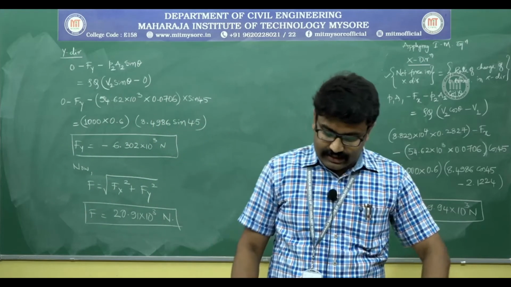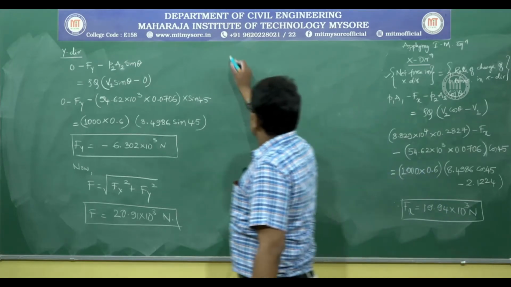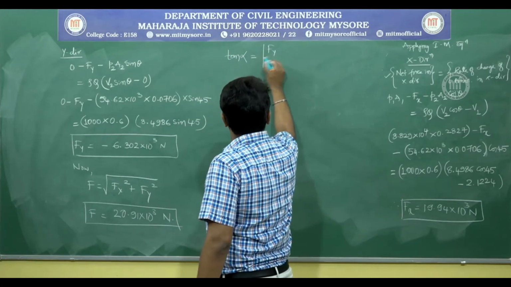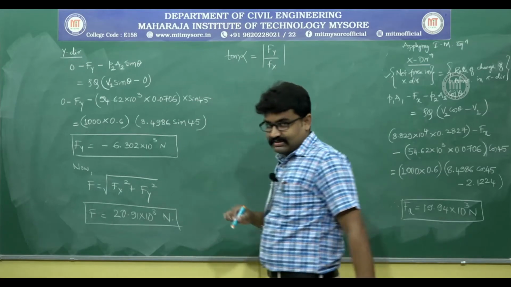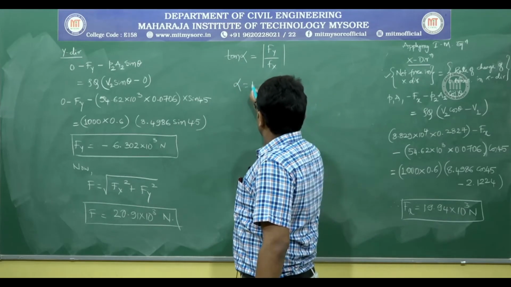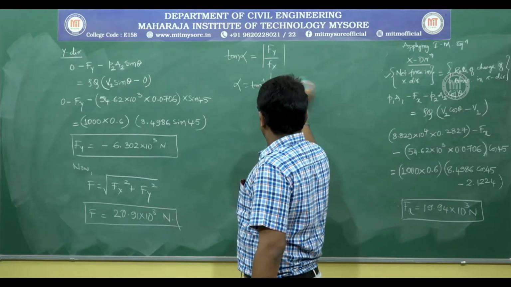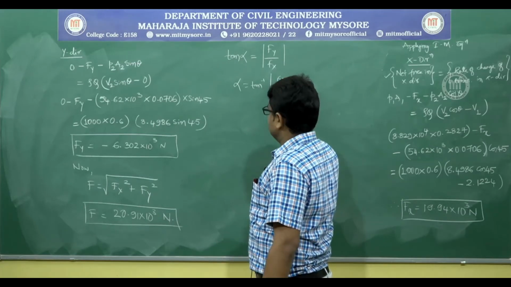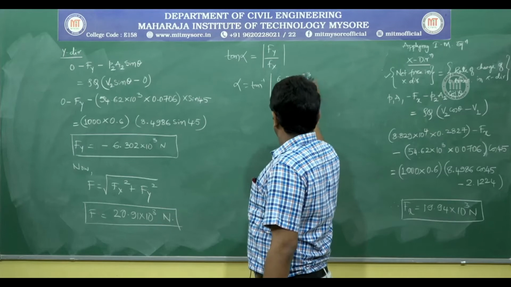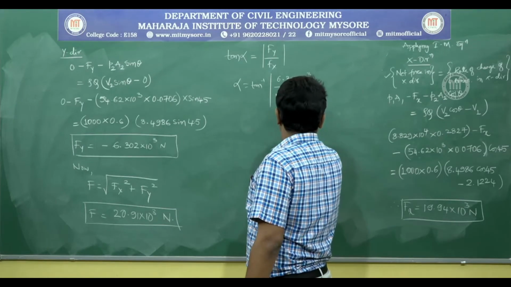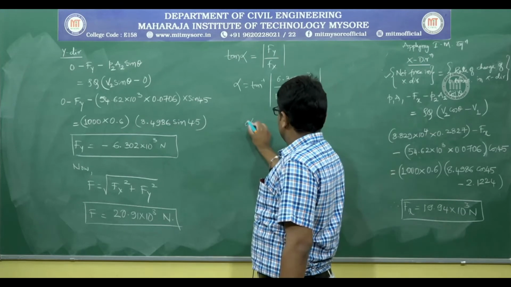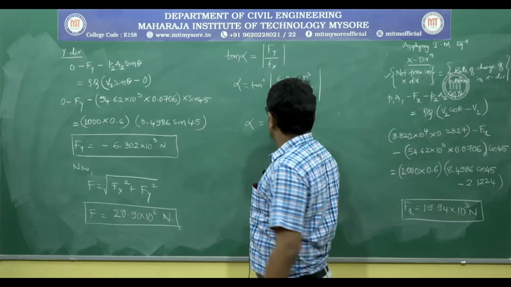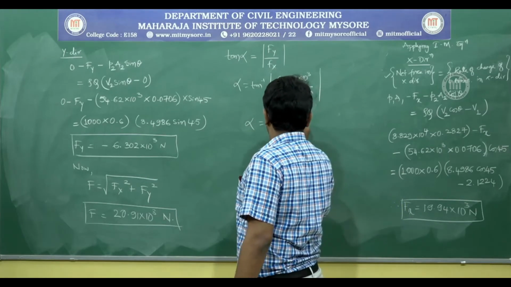How do I find the direction? Direction can be written as tan alpha is equal to Fy by Fx. So alpha is equal to tan inverse of modulus of Fy, that means you need not take the sign: 6.302 into 10 power 3 divided by 19.94 into 10 power 3. So you will get alpha to be equal to 17.54 degrees.